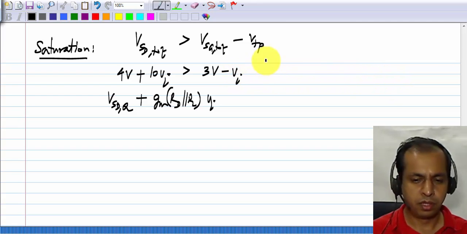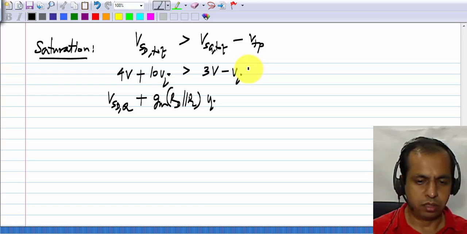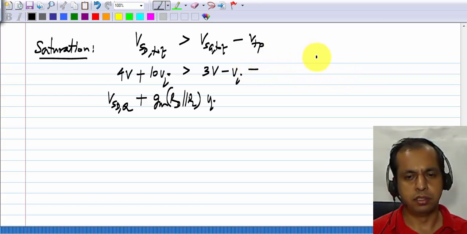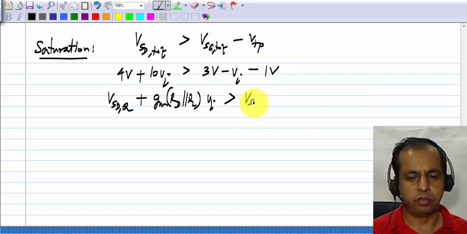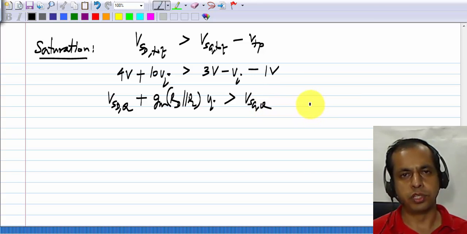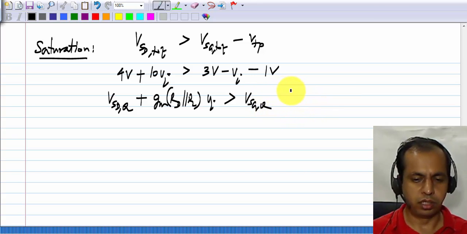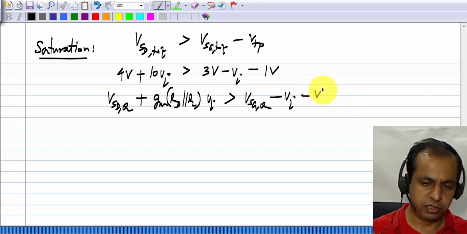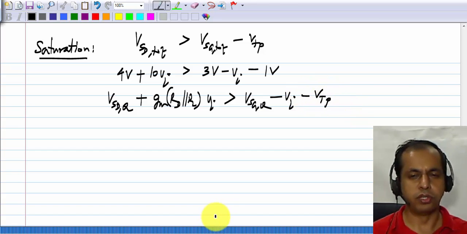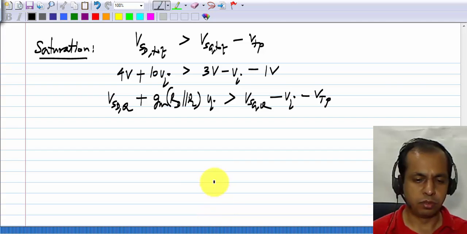Okay. And minus the threshold voltage, which is 1 volt. And in general terms, it will be greater than the quiescent source gate voltage. Okay. And I'll write minus Vi. Again, if you have a division between RS and R1 parallel R2, you have to include that here, minus the threshold voltage. Okay. So what do I get out of this?